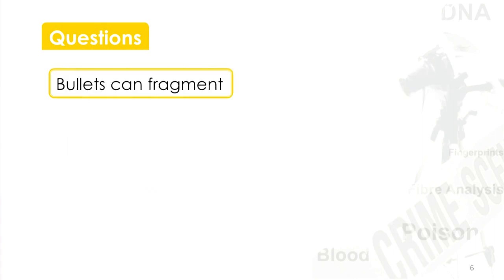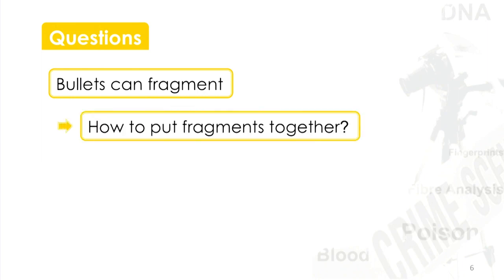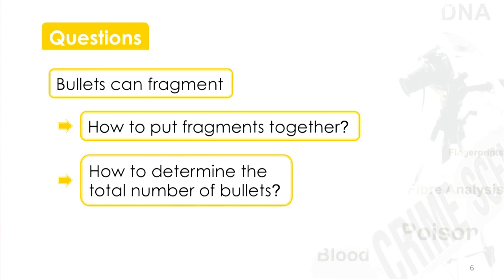Bullets can fragment, they can break up into parts when they hit the target. So when this crime scene was searched, they didn't find 2 bullets. They found all sorts of fragments of bullets. And now the question is, how can we put these fragments together and work out the total number of bullets? It's not a jigsaw puzzle where you can just fit them together, because they deform, and so they can't be just put back together. We need to use some chemistry, some elemental analysis.